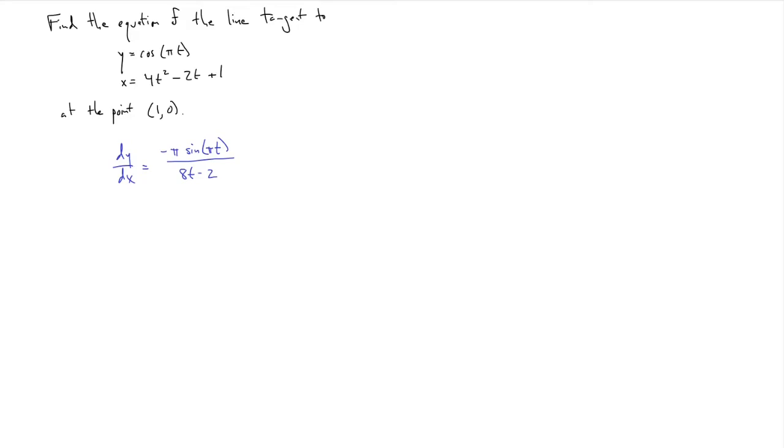The trickier, the interesting part of this problem is that we were not given a value of t. We were given the point (1, 0). And so what we have to do is try to figure out what value of t gives us x equals 1 and y equals 0. In other words, we need some value of t such that cosine of pi t, which is the y value, is equal to 0, and 4t squared minus 2t plus 1, the x value, is equal to 1.